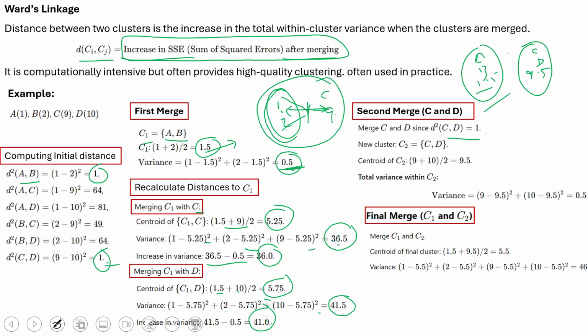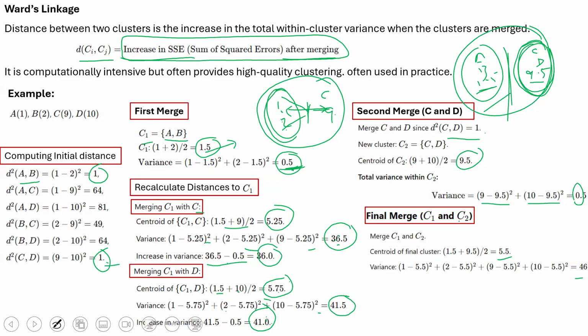Now take the new centroid as 1.5 plus 9.5 by 2. Okay, 9 plus 10 by 2. Oh, sorry, the new centroid is 9.5, right? So now the variance within C and D is 9 minus 9.5 whole square plus 10 minus 9.5 whole square, which is 0.5. Okay, the variance within this cluster is 0.5. Finally, you merge these two clusters into one single cluster. Okay, so the new cluster has the centroid 5.5. Increase in the variance is 46. Finally we merged all these clusters.